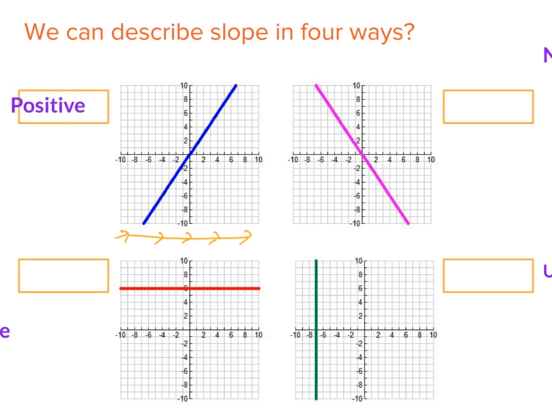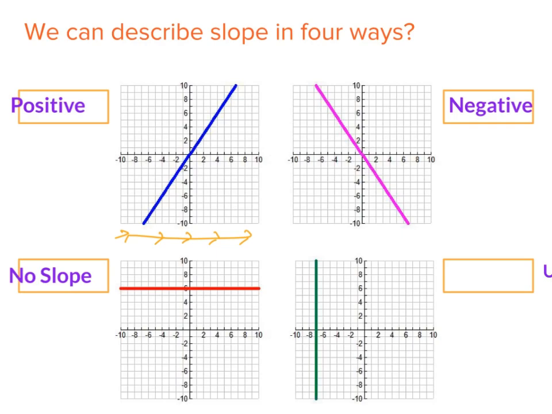On my next graph, I'm going to start at the left-hand side, and I can notice my line is going down. That means my slope is negative. At the bottom left-hand side there, I can see that my line starts and stays the exact same. It doesn't go up, it doesn't go down, so we're going to classify that as no slope.